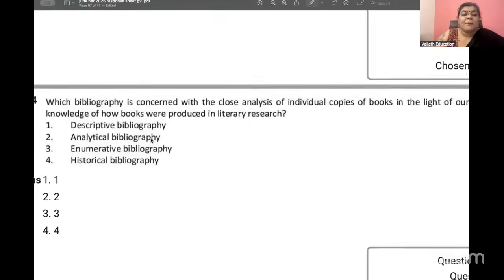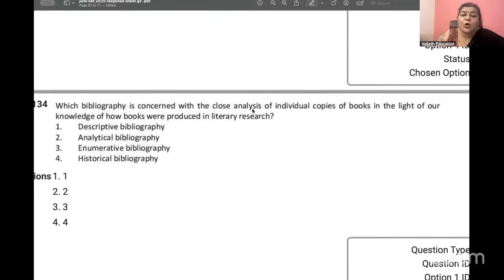Okay. Which bibliography is concerned with the close analysis of individual copies of books? Close analysis of individual copies in the light of our own knowledge. I know something and I am analyzing books. What is that? Is it descriptive, analytical? Obviously analytical. Enumerative, historical. It is analytical.